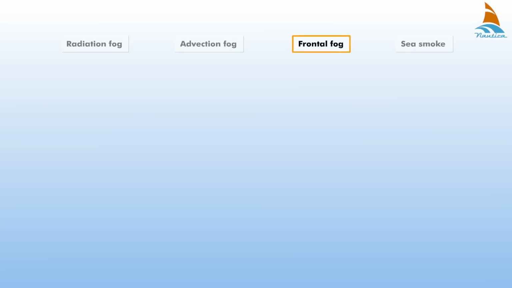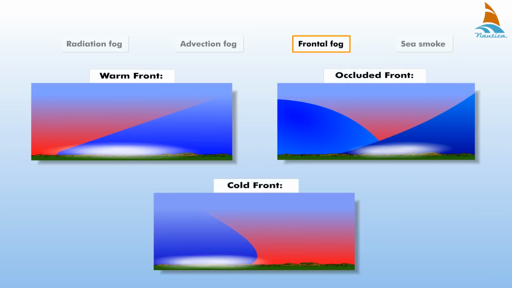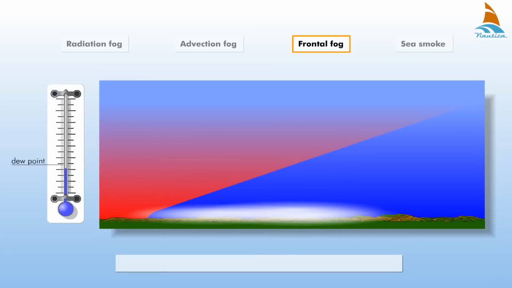Frontal fog is usually found ahead of warm fronts and occluded fronts, and behind cold fronts. When warm, moist air rises over colder air, it causes the air temperature of the warm air to fall below its dew point. Frontal fog is not persistent, but can cause obstruction of landmarks.